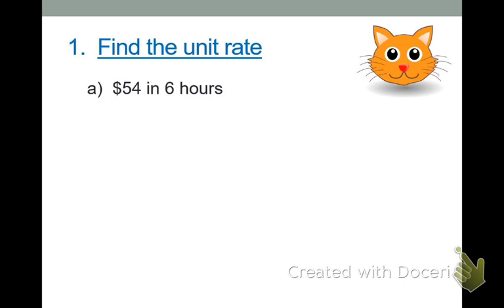Okay, so the first thing I want to do is put this in fraction form. If I do $54 in 6 hours, let's just say that I went to the store, I was working there, and I earned $54 in 6 hours. To find a unit rate, you want a denominator of 1. So what would I need to divide 6 hours by in order to get a denominator of 1? You have to divide by 6.